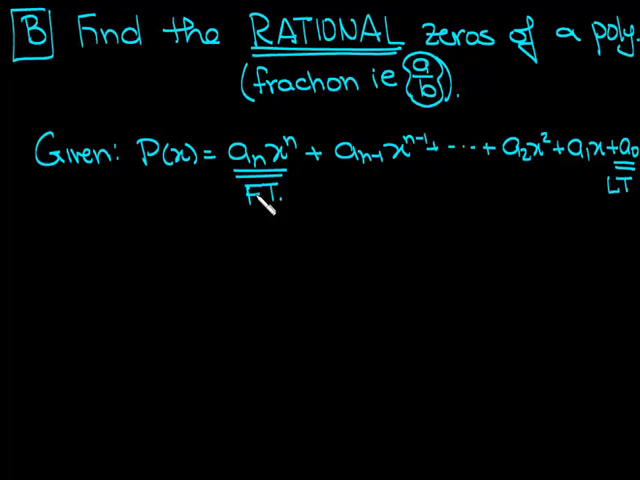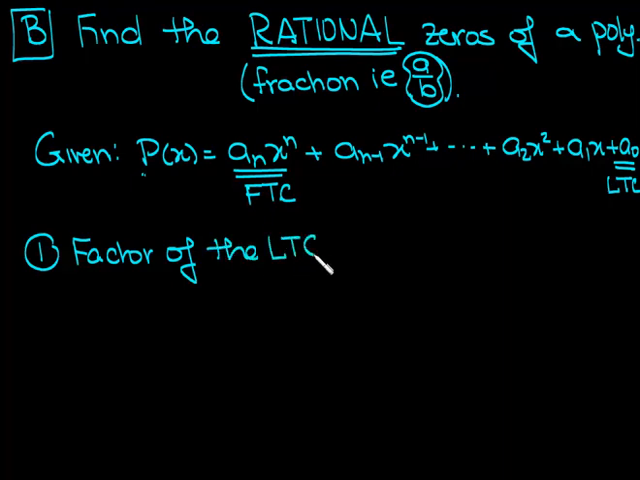Okay, first term coefficient, last term coefficient. The first thing we want to do is find the zeros of this polynomial. What we want to do is find the factors of the last term coefficient and the first term coefficient. We want to find all numbers that divide this number and this number.